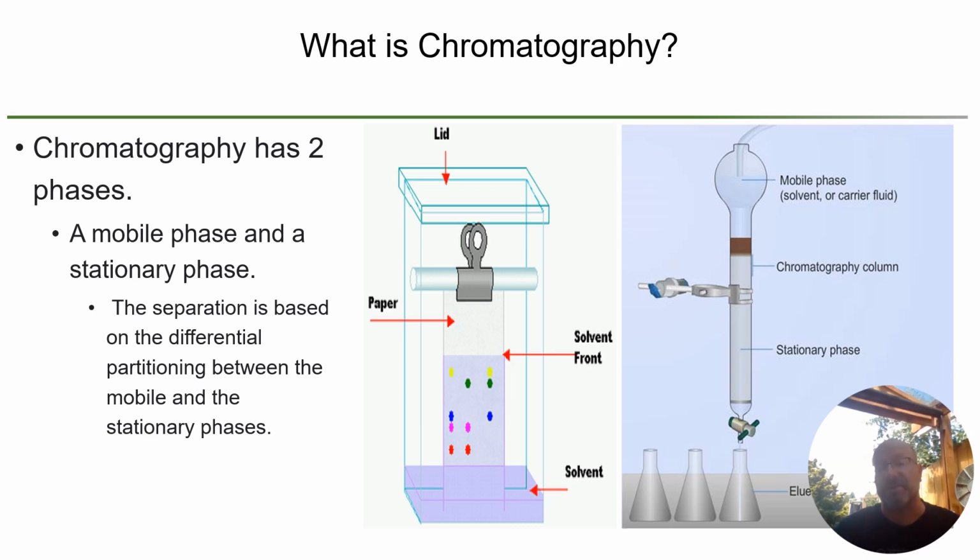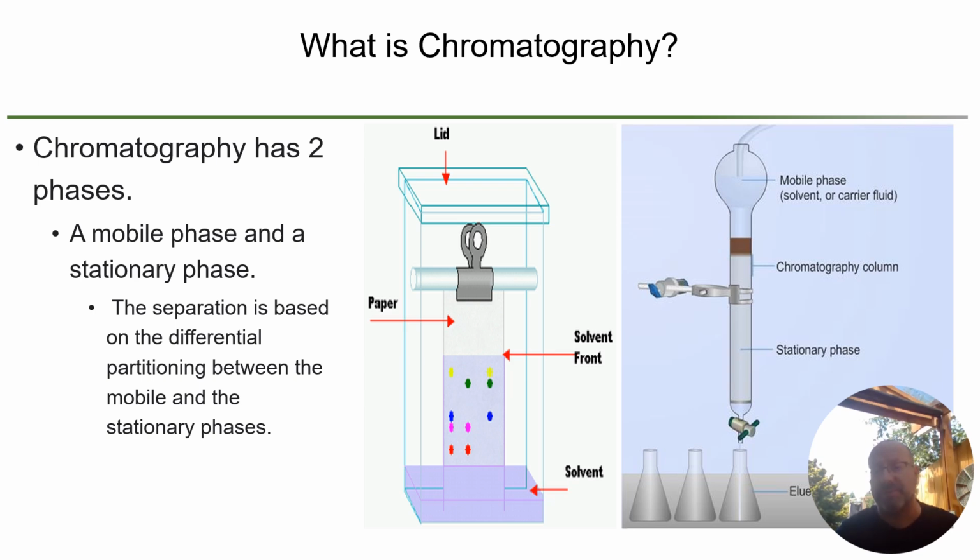So we've got a solvent front here. This is important to pay attention to. We've got the solvent down here. We've got our pigments or our analytes here in the middle, and we are going to be focusing on the movement of those pigments in today's lab.